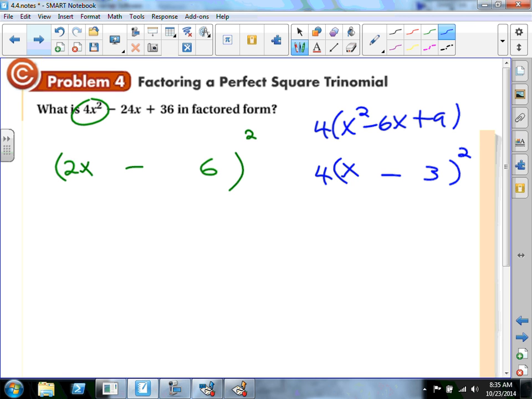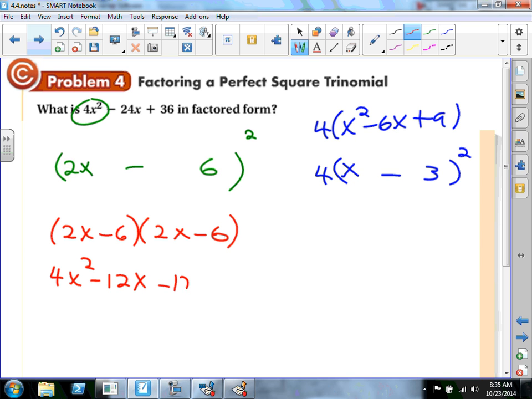We would have got the same thing. And I know what you're saying. You're saying, Mr. Minnick, there's no way that 2x minus 6, the quantity squared, ends up back to where you are. I don't believe it. I don't think it's right. Well, if we FOIL it, we get 4x squared minus 12x plus 36. And this does give us minus 24x.